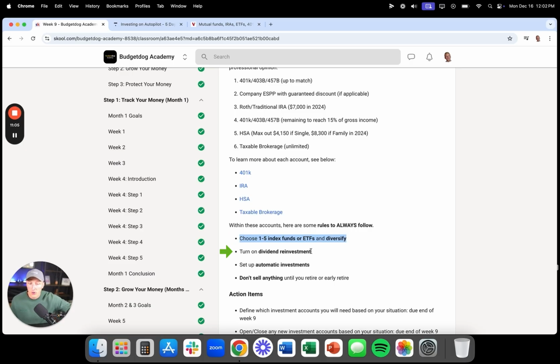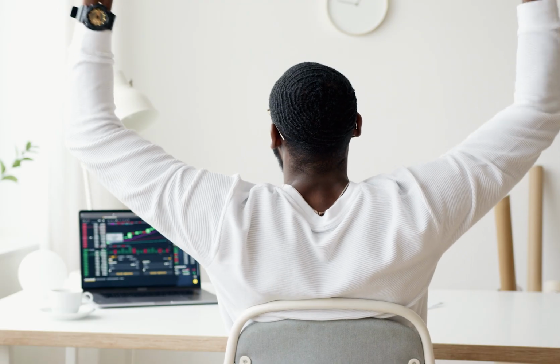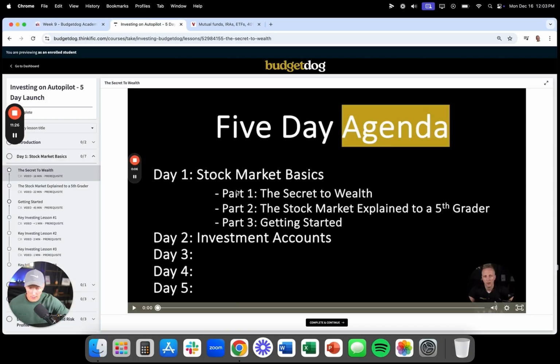You get my point. Turn on dividend reinvestment. I can't tell you how important this one is right here. A lot of the big brokers like Vanguard will automate this for you. Set up your automatic investments. Do not manually do this. Trust me on that. And don't sell anything until you retire or early retire. If you do that and you just follow what I mentioned, you will be successful. Guarantee it. So that's day 2 of the investment accounts.